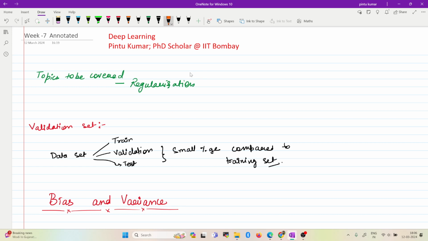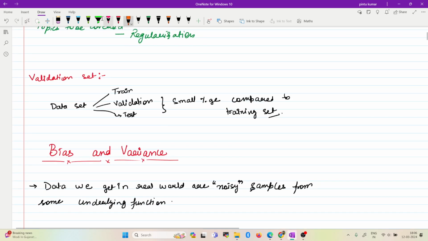Before that, we'll just look at some important terms like bias and variance. When we talk about regularization, it is very important to understand what is bias, what is variance, what is overfitting, what is underfitting. We'll just have a quick look at it.